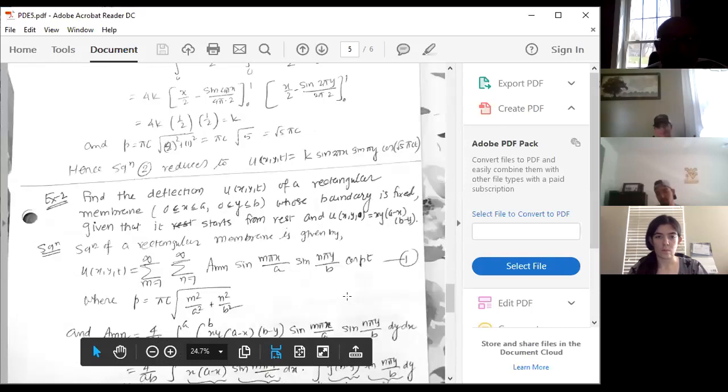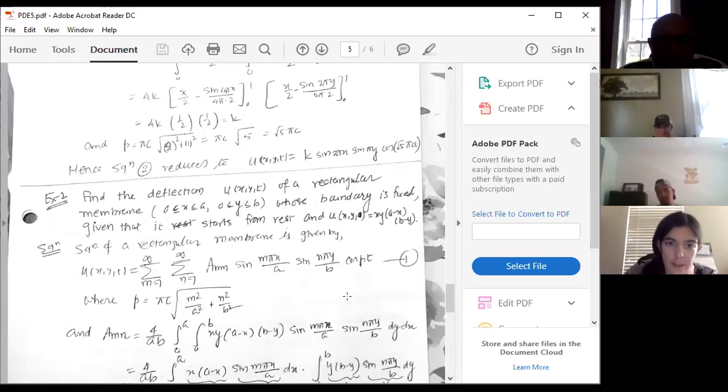Again, let me read the problem. Jennifer, read the problem. Find the deflection U of XYT of a rectangular membrane where X is greater than or equal to 0 and less than or equal to A, and Y is greater than or equal to 0 and less than or equal to B, whose boundary is fixed, given that it starts from rest and U of XY and 0 is equivalent to XY times the difference between A and X and the difference of B and Y. Right, guys? XY times A minus X and B minus Y, that's fine.